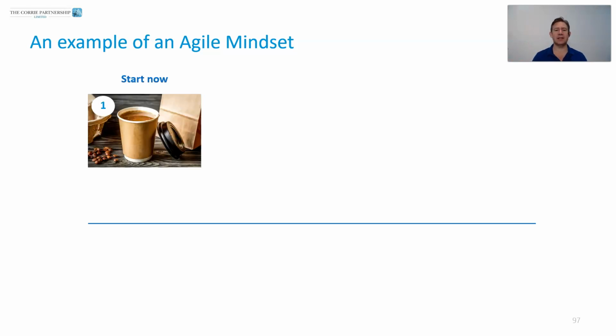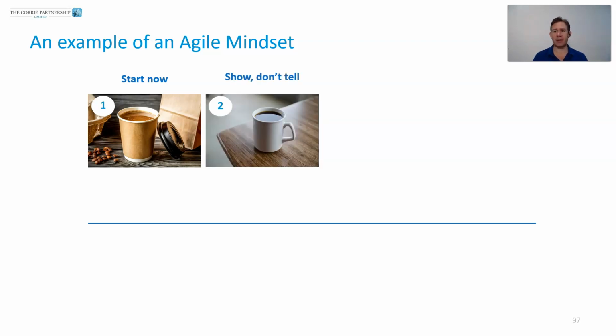So the first thing is start now. Put something in front of the user that solves their problem, and that allows them to at least get some value. So in this example, it may not be perfect, but at least they can have a cup of coffee. They can hold it, they can take it wherever they want to. So that's the first principle: start now, get started with something of value. Then you can start the communication process, the iteration process, and developing things.